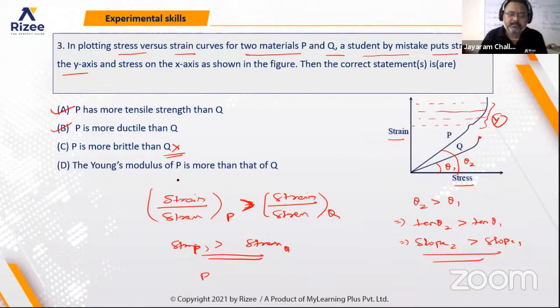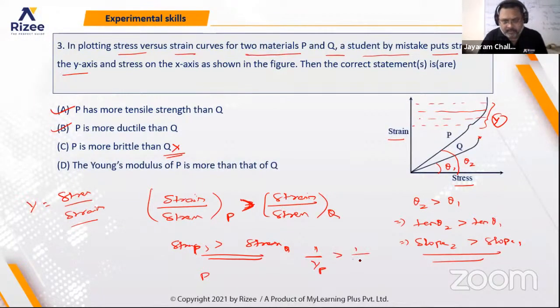Coming to the Young's modulus, the Young's modulus of the P is more than the Young's modulus of the Q. So what is Young's modulus? Y is equal to the stress by strain. So in this case, 1 by Y of the P is greater than 1 by Y of the Q. What does it mean, sir? That means Y, or Young's modulus, of the P will be less than Young's modulus of the Q. So this is a relation basically. So in that sense, this is also the wrong option. So we can go for A and B here, please.